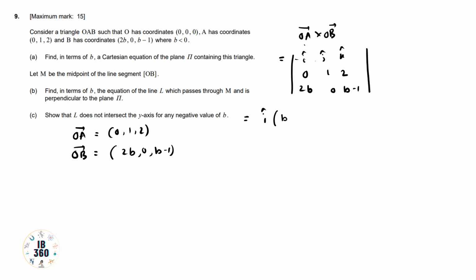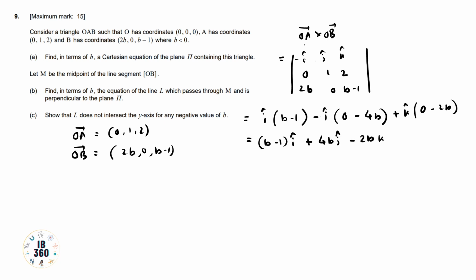So 1 into b minus 1, that is b minus 1, minus 2 into 0, that is 0. So ultimately we are deducting that. Then minus j. The determinant expansion is very important whenever you are doing any cross multiplication or other products. So please first know how the determinant calculation is done, then you will understand all these processes. So minus j into 0 into b minus 1, so 0 minus 2 into 2b, that is 4b. Then plus k, 0 into 0 minus 2b, so ultimately 0 minus 2b. So we are getting (b minus 1) i cap plus 4b j cap minus 2b k cap.